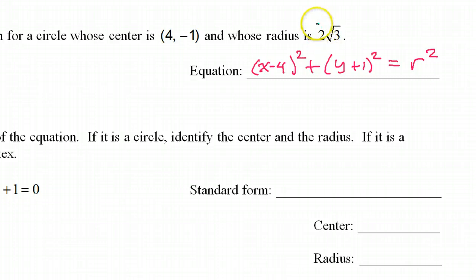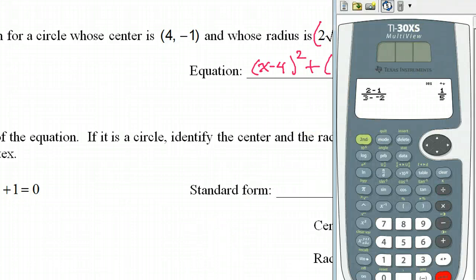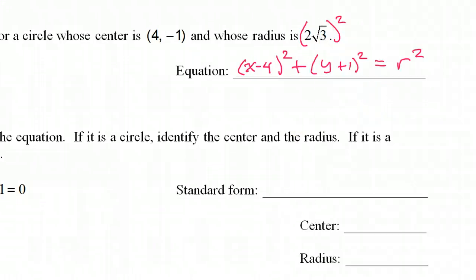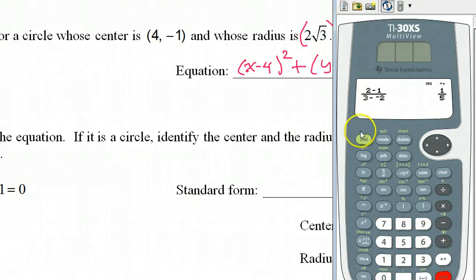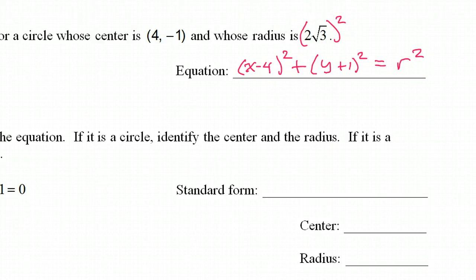So I just need to figure out what do I get if I take this and I square it. I'm going to go ahead and use my calculator for this moment. So make sure you use parentheses. So (2 radical 3) squared. Without parentheses you will get the wrong answer, by the way. So that is 12. So the radius squared is 12, so I can just go ahead and put a 12 in there.